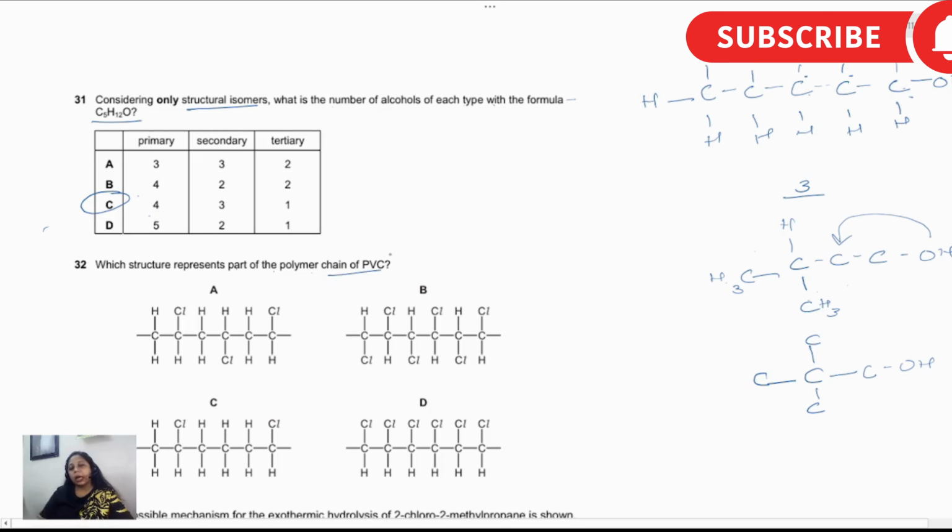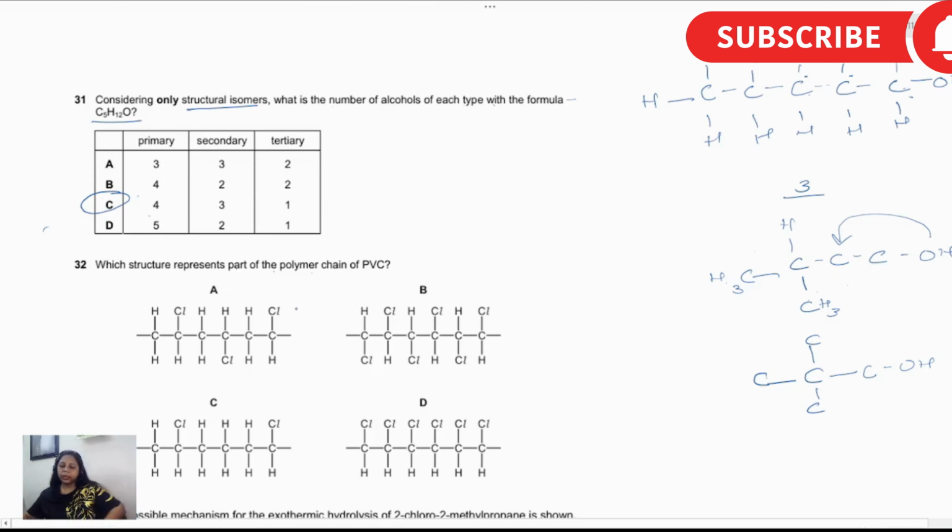Next, which structure represents part of the polymer chain of PVC? It's polyvinyl chloride. How do we write vinyl chloride? Vinyl is the word we use for basically 2 carbons, so vinyl chloride has 2 carbons with a double bond. It's ethene chloride: Cl, H, H and H. When we make a polymer, the pi bond moves over to the two carbons and there is formation of a polymer. So it would be B.